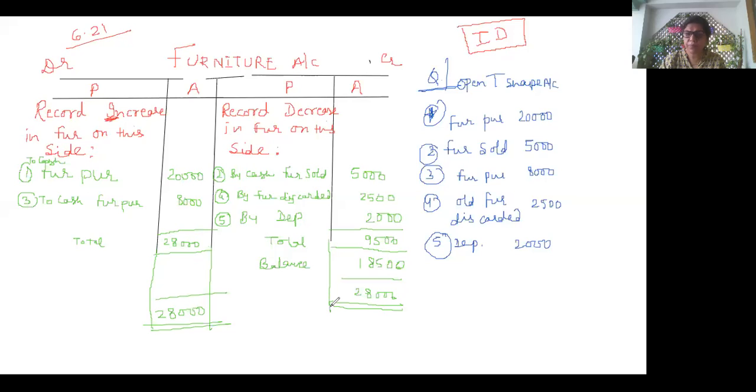Note down children. First, this is the question in the book on page number 6.21, furniture account, T-shape account, ID concept. I means increase on debit side, decrease on credit side. In liabilities, you have the DI concept. Decrease on debit side, increase on credit side. But here that is an asset account, furniture account, as I told you.